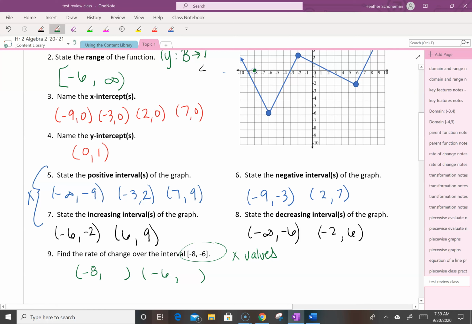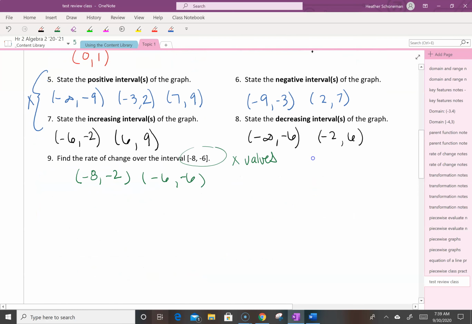So at -8 on the x, I go down to my graph, and I can see that it is at -2. That is my first point. At -6 on the graph, I can go down and see that it's at -6. That is my second point.